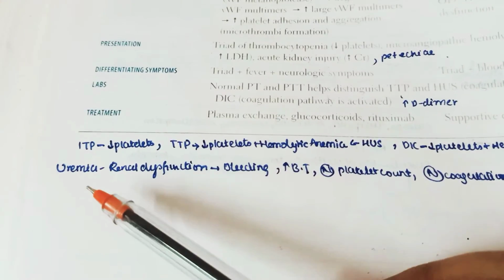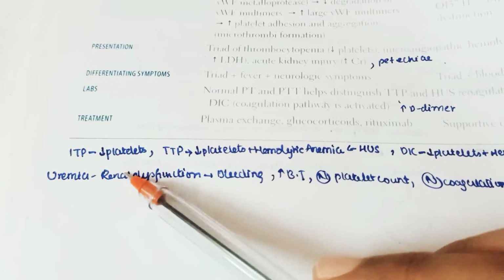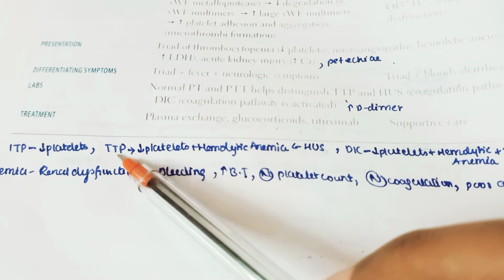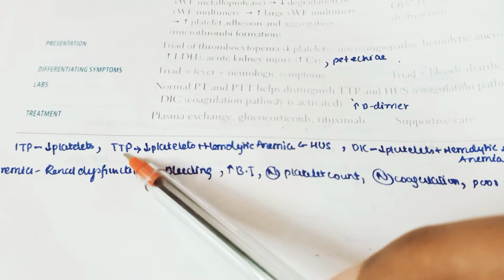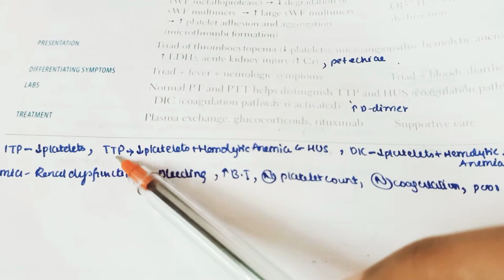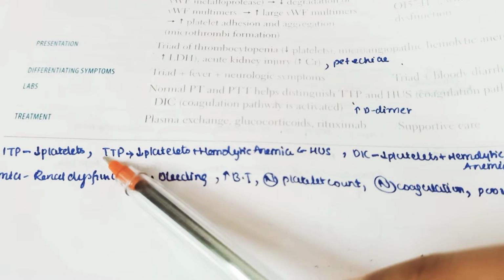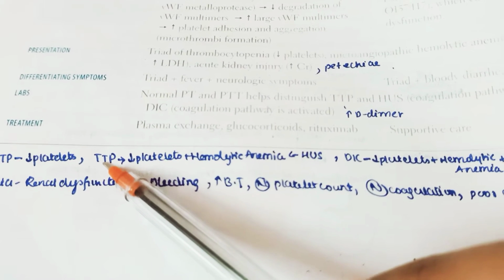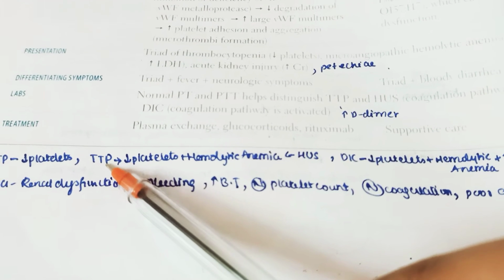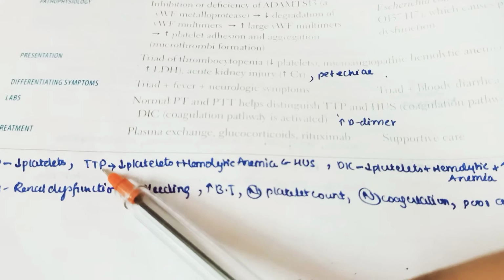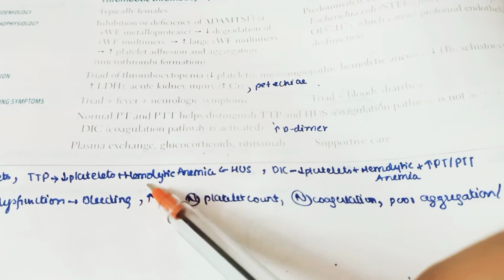ITP, immune thrombocytopenia. Here platelets are dropped. In the name itself you can say thrombocytopenia. TTP is what? Thrombotic thrombocytopenic purpura. In the name itself you can say thrombotic, there is formation of thrombus. Thrombocytopenic, here also platelets are decreasing. Why are they decreasing? Because they are used up to form the thrombus. And purpura. Okay, so decreased platelets and hemolytic anemia.